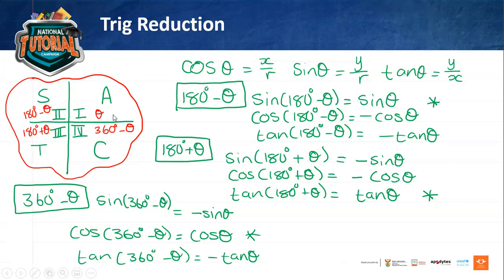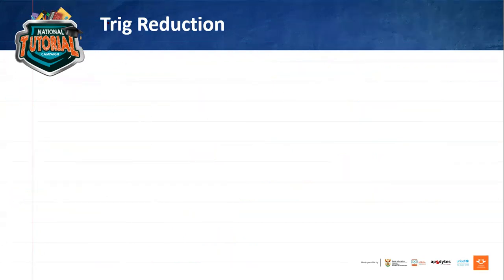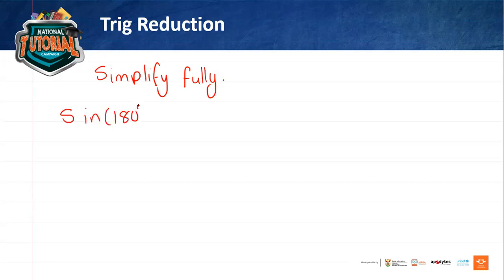All right, I'm going to do an example using these 4 quadrants. There's more to trig reduction, but we'll get there. So let's do some examples on this. All right, so our question is simplify fully. Sometimes they'll say reduce to a trig function of an acute angle. The first question here we have is sine 180 degrees minus theta.